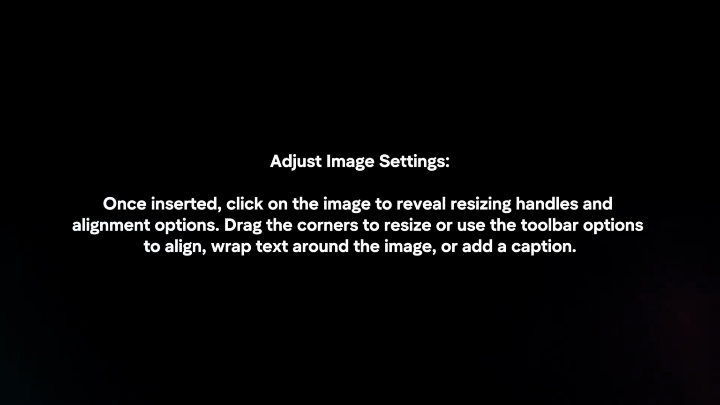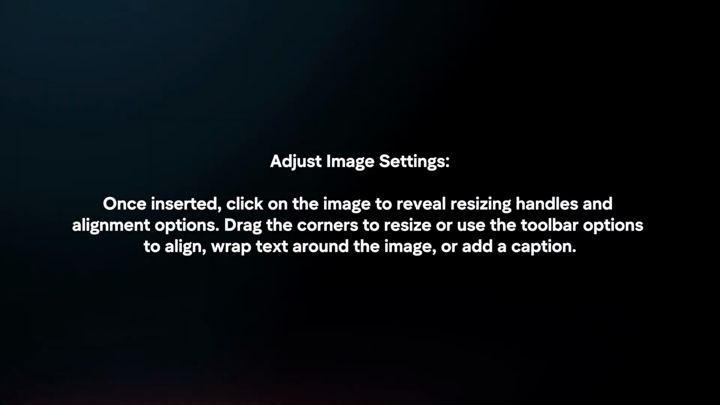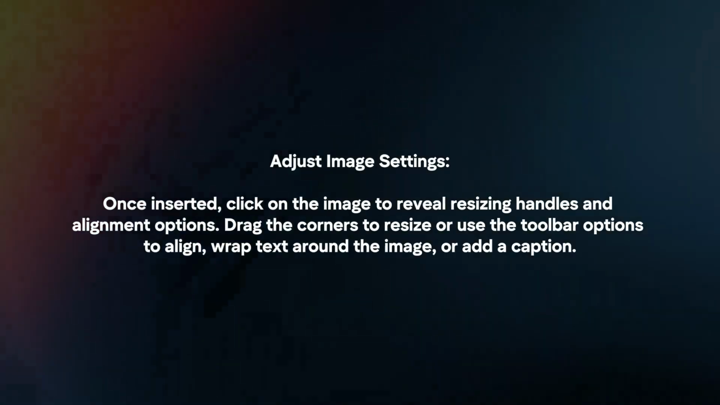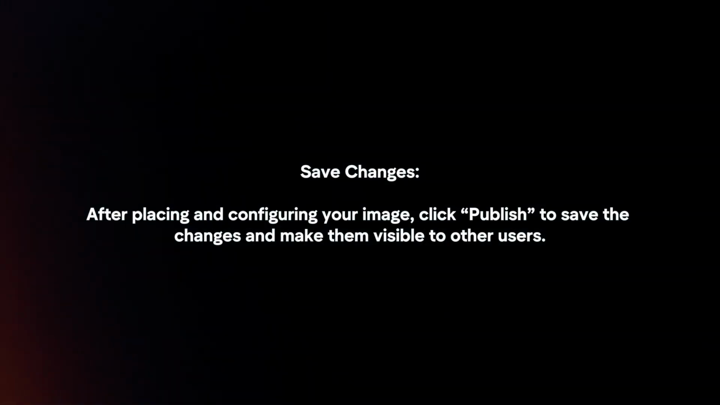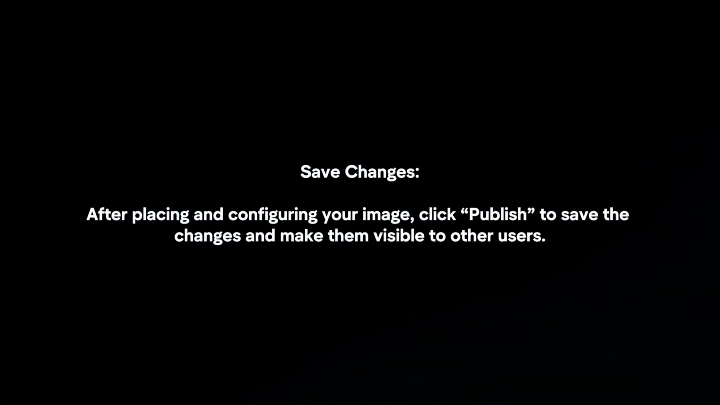Once inserted, click on the image to reveal resizing handles and alignment options. Drag the corners to resize or use the toolbar options to align, wrap text around the image, or add a caption. Save changes. After placing and configuring your image, click publish to save the changes and make them visible to other users.